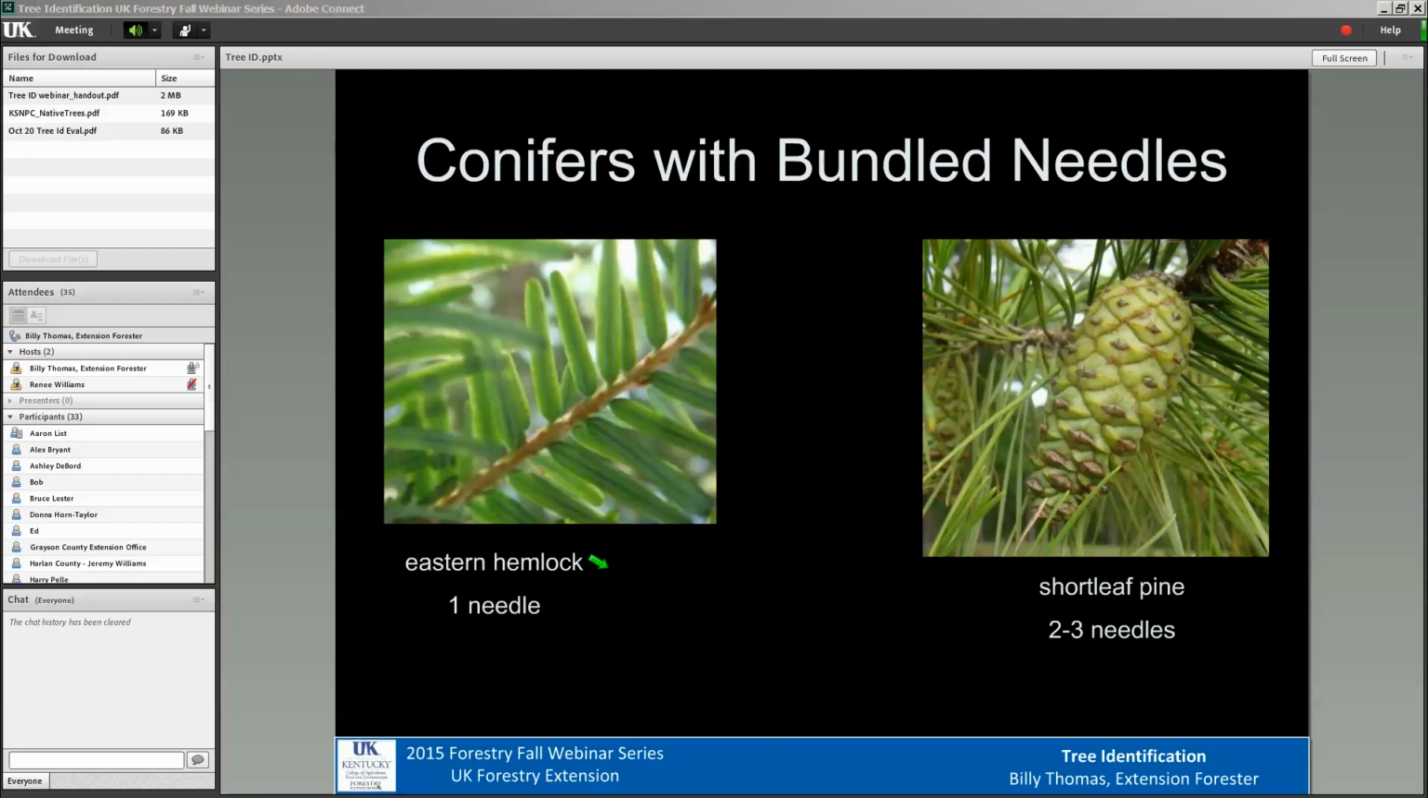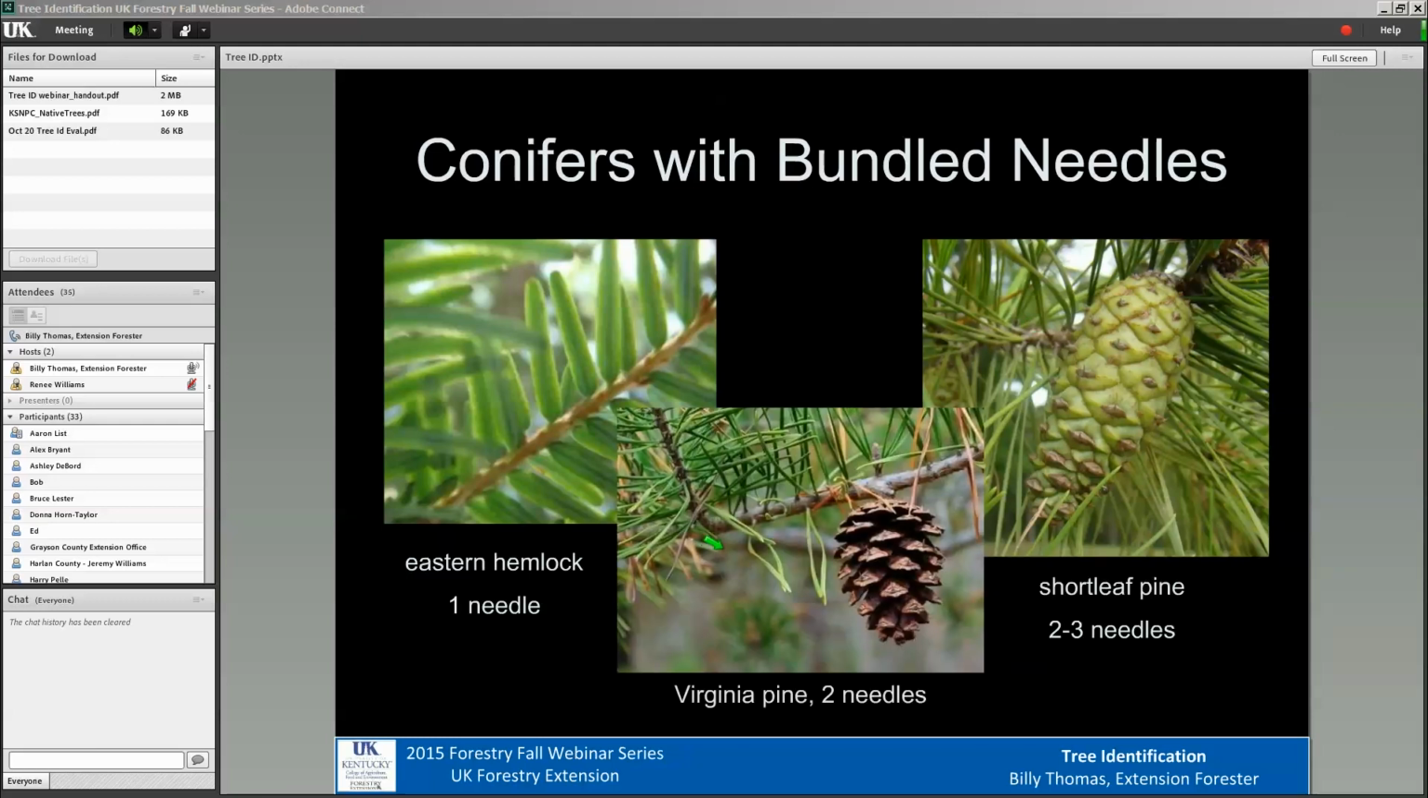Next, we'll mention the shortleaf pine. The shortleaf pine has 2 or 3 needles, and again, we would find these little bundles here where we're looking at how they attach to the twig. So if you see a tree that has bundles of 2 and 3, then we know we're dealing with a shortleaf pine if it's natively occurring here in Kentucky.